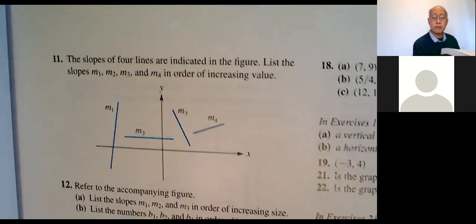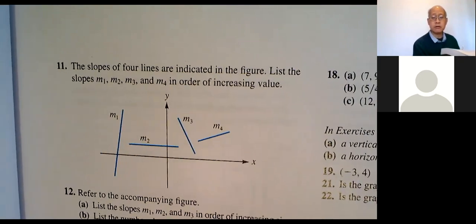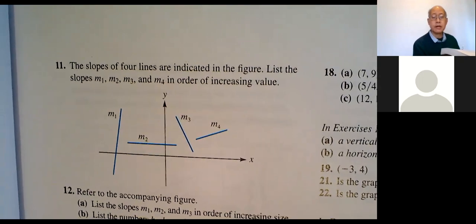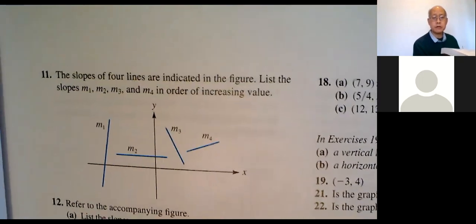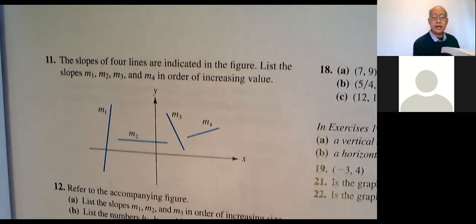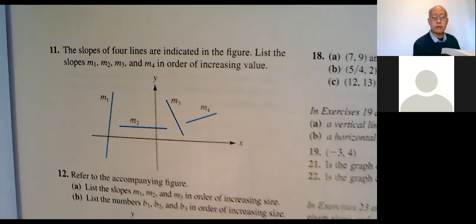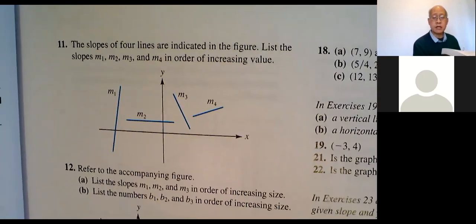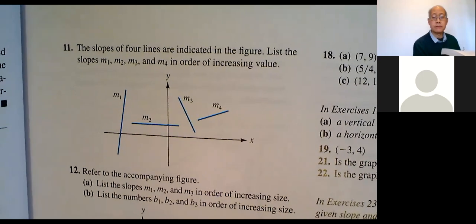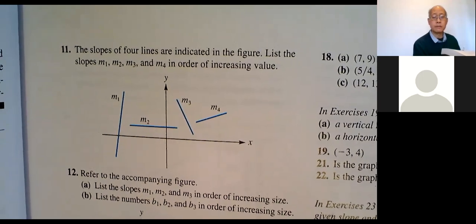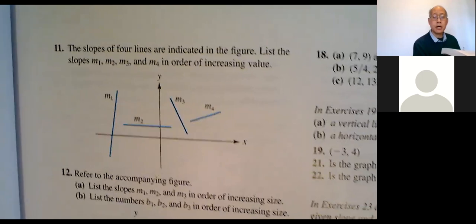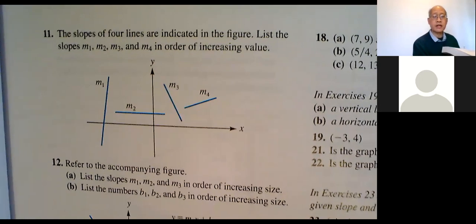And then there's a line with a slope of 0. Can you see which one has a slope of 0? M2. Okay. And then you have M1 and M4, which are both positive. Which one is the larger positive value between M1 and M4? M1, it's steeper. Right? So the next will be M4, and then finally M1.